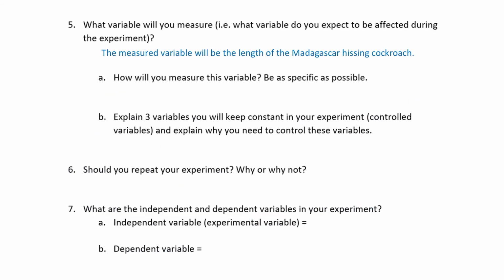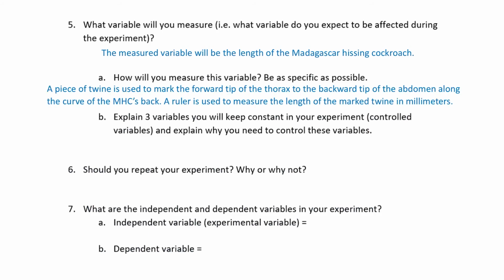Next, so what variable will you measure? So the measured variable will be the length of the Madagascar hissing cockroach. How will you measure this variable? You need to be as specific as possible. So we will use a piece of twine to mark the forward tip of the thorax to the backward tip of the abdomen along the curve of the MHC's back. A ruler is used to measure the length of the marked twine in millimeters.